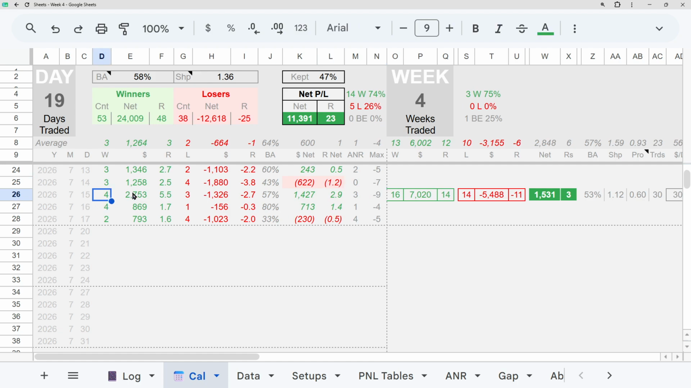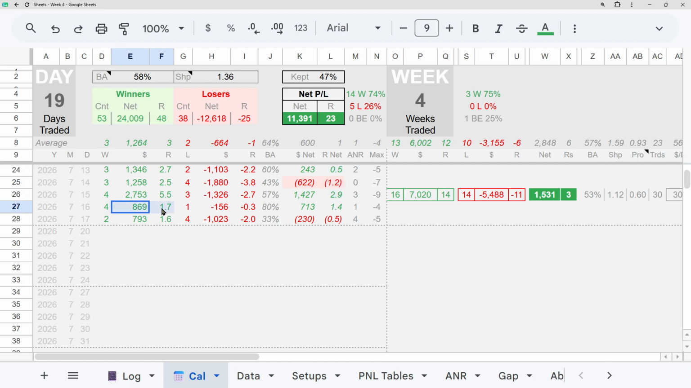Wednesday, 4 winning trades, maybe that much. 3 losing trades, lost me that much. 57% batting average, almost 3 Rs up on the day. And that is with 3 additions and 9 Rs left on the table. So up to this point, I was up 2.1 Rs.